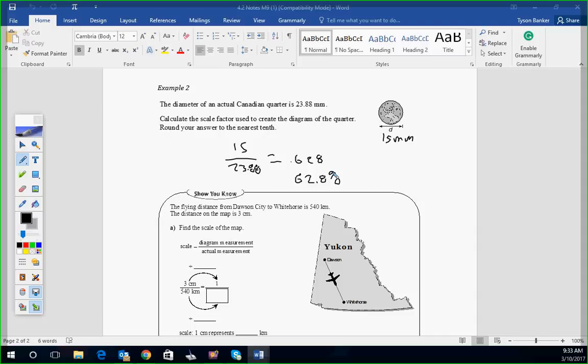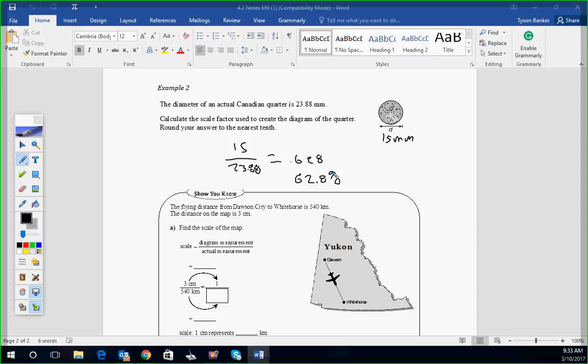So it's about the wording. It says calculate the scale factor used to create the diagram of the quarter. Well, the diagram of the quarter is this guy, and when I measured that, it's 15 millimeters. So that means we went from a quarter that's 23.88 to the diagram that's 15. So we made it smaller.